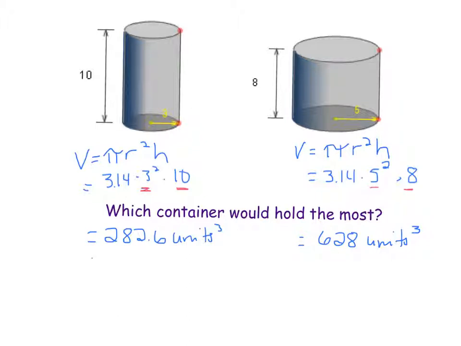You wouldn't just leave it like this. You'd actually write out the sentence. The shorter, wider cylinder holds more than the taller, thinner one. So make sure you're writing your answer, not just showing your work. This is showing your work. Same with the last problem. I would have written out that the big one held more than two of the smaller ones. So make sure you're not just showing your work.